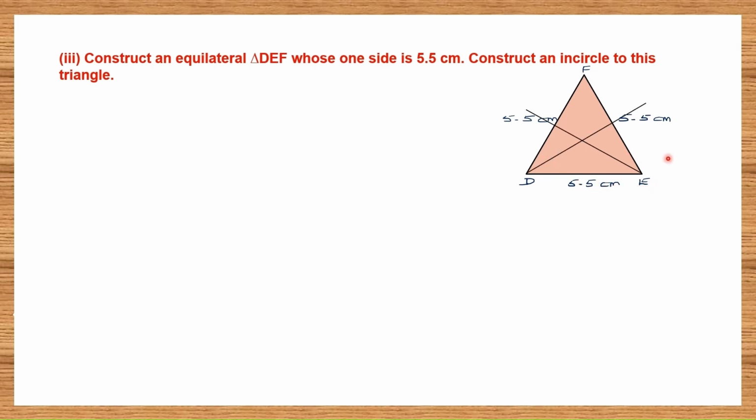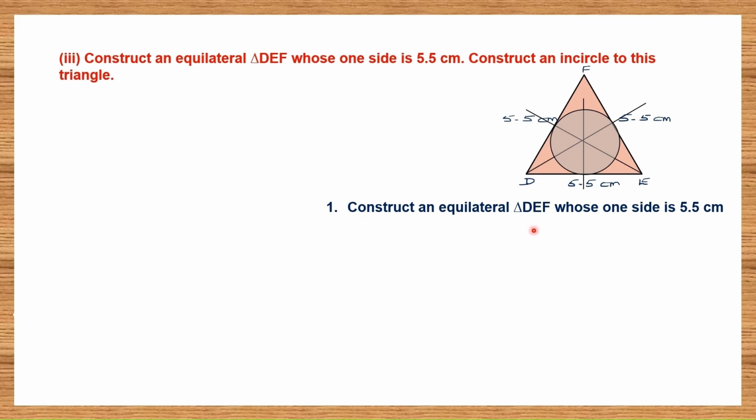So we bisected two angles and then from here we draw a perpendicular line. So we've got a perpendicular line. Now keeping this as the center of the circle and this as the radius, draw a circle inside. So we've got our incircle. Now let's construct the triangle first. So construct an equilateral triangle whose one side is 5.5 centimeters. Draw a line segment DE and this is 5.5 centimeters.